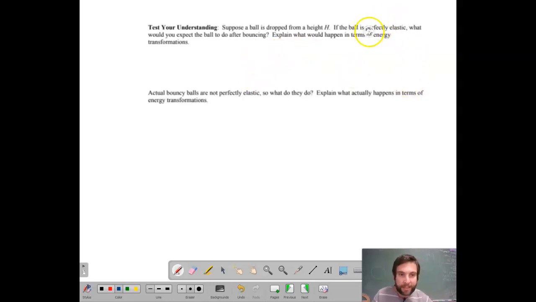If I see perfectly elastic, then I know, and if you don't know this yet, you'll know it definitely by the end of 6.2: no kinetic energy is lost. Remember from earlier units, that is a type of collision. It means no kinetic energy is lost, so all of the energy is conserved. So what would you expect the ball to do after bouncing?